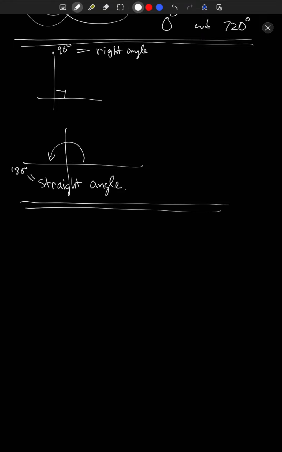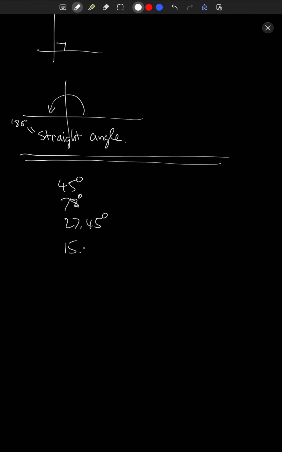So far so good, right? It seems pretty straightforward. Working with degrees. We can have, like we said, 45 degrees, 78 degrees, let's say, 27.45 degrees. All of these make sense, right? 27.45 degrees would be 27 degrees. And then in terms of motion, you rotate 27 degrees, and then you rotate a fraction of a degree more, all right? Let's say 15.47 degrees, right? So we can have decimal degrees, and it's perfectly legit, no problem with this.